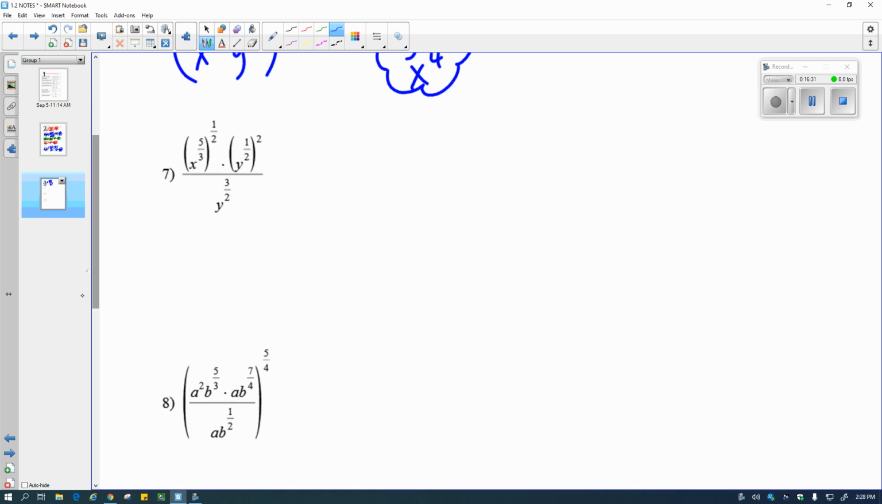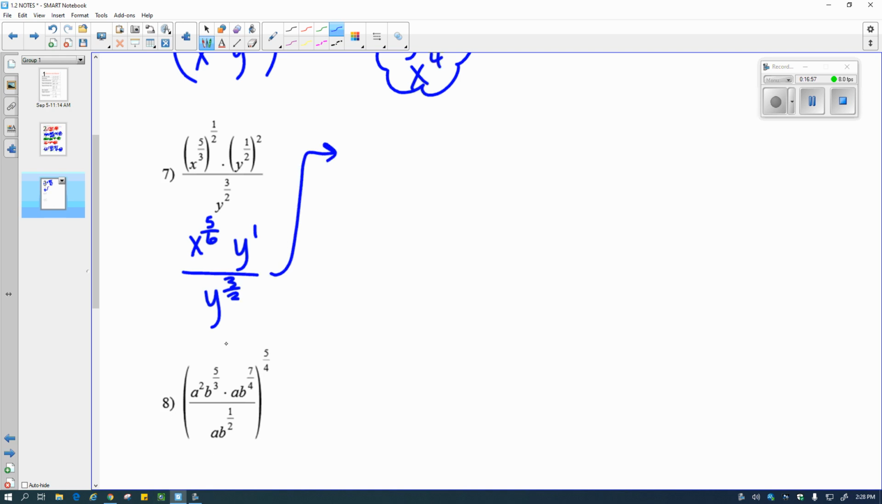All right, moving right along. We're going to just continue and keep cruising through here. So this problem doesn't look too bad. I've got a power on a power. I'll multiply that. 5/3 times 1/2. That's x to the 5/6. Multiply the top, multiply the bottom. y to the 1/2 times 2 is 1, over y to the 3/2.